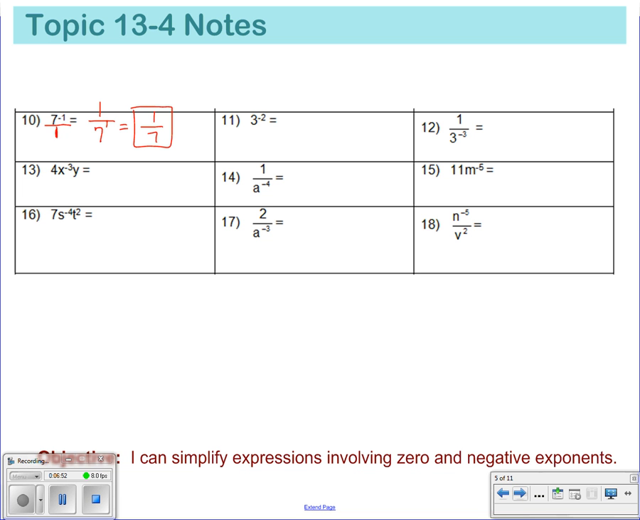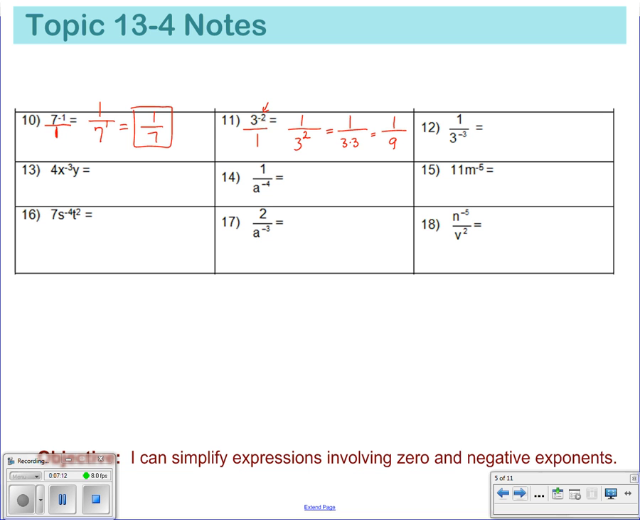Number 11, again, I see a negative exponent, so I'm going to write this over 1. Now my 3 goes in the bottom, and the exponent becomes positive. So I have 1 over 3 times 3, and 3 times 3 is 9.